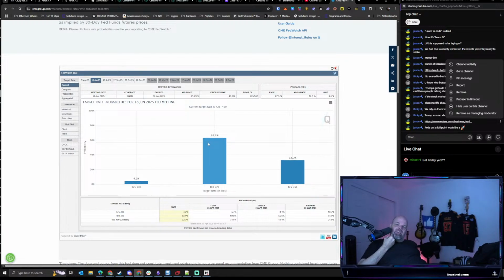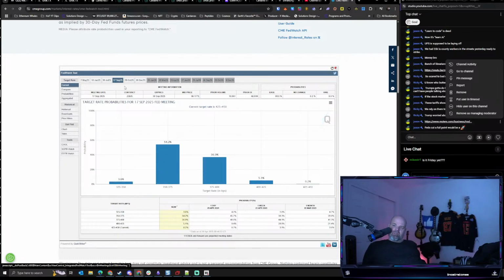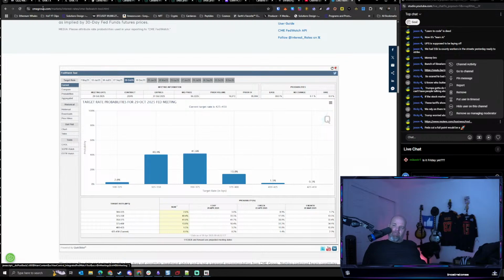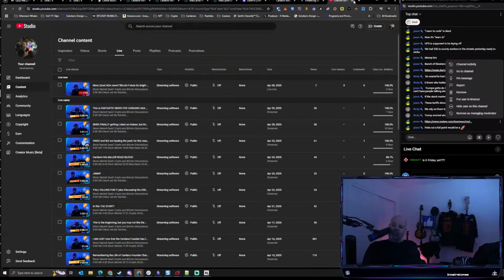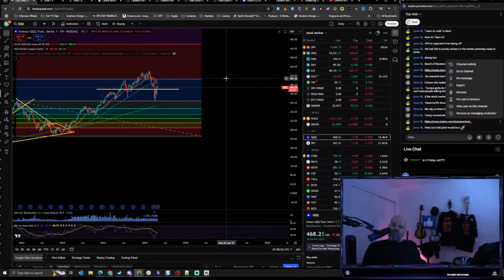60% chance of a rate cut in June. Another 60% chance of another rate cut in July. And another 54% chance of another rate cut in September. So rocket ships. Fuel up the rocket ships, bro. Boom, boom, boom. Let me hear you say, way ho.